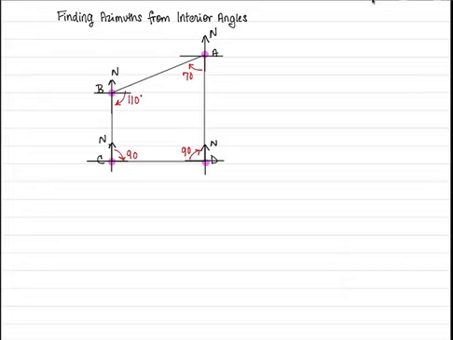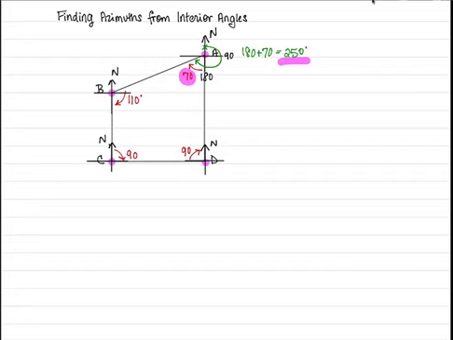So if we start at point A, we need to find the angle that starts from here and goes all the way around to that line right there. We've already been given this interior angle, which is 70. And we know that this is 180 and this is 90 degrees. So the azimuth is 180 plus 70, which will give you 250 degrees. That's the first azimuth.